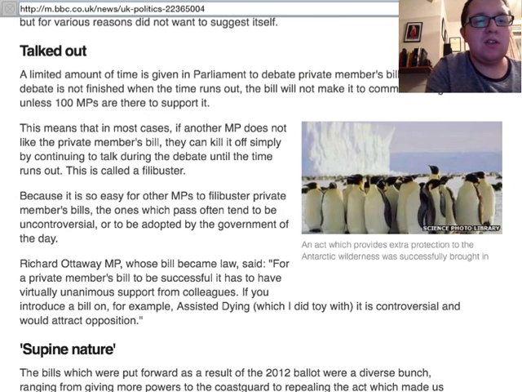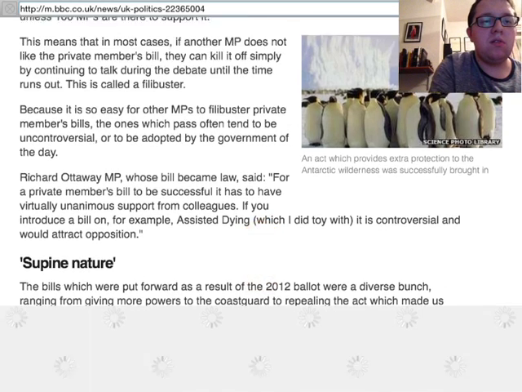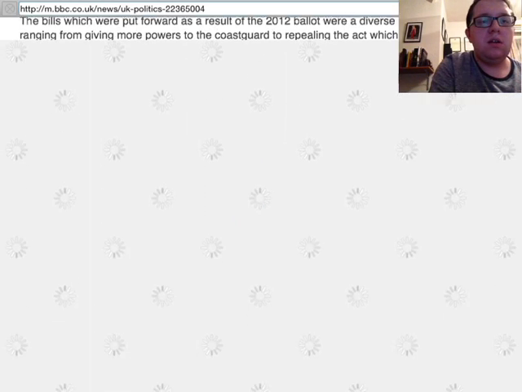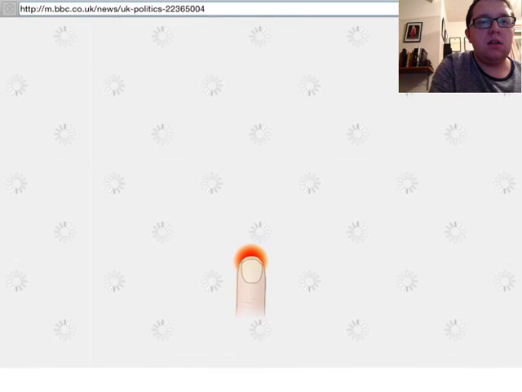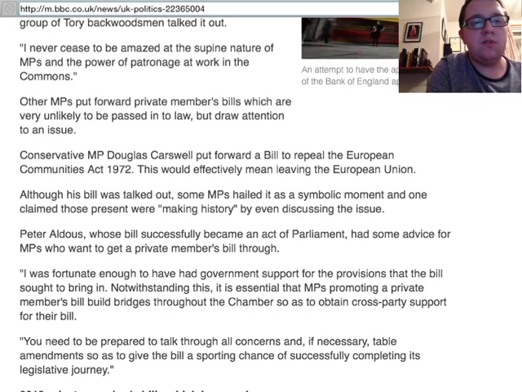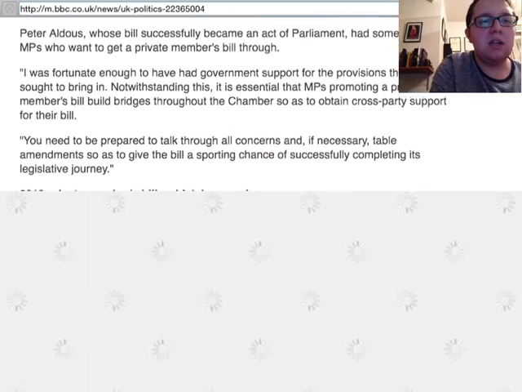And I think this was really interesting, if I just highlight that a second. If another MP does not like the private member's bill, they can kill it off by continuously talking through the debate until the time runs out, and this is called a filibuster. And also, just to look at a few more, it gives details of some bills through 2012 that actually did make it.